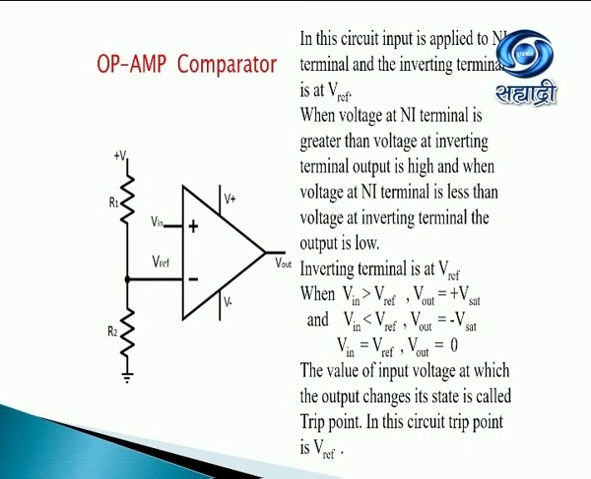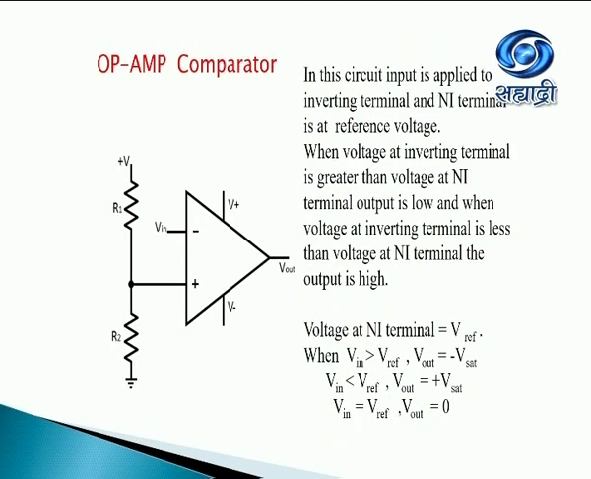Inverting terminal is at Vreference. When Vin is greater than Vreference, Vout is plus Vsat. When Vin is less than Vreference, Vout is minus Vsat. Vin is equal to Vreference, Vout is 0. The value of input voltage at which the output changes its state is called trip point. In this circuit, trip point is Vreference.